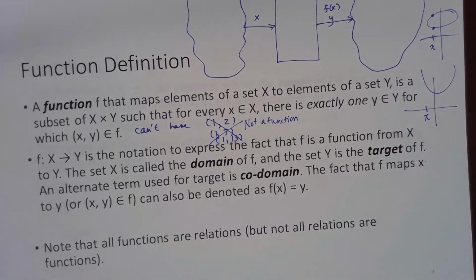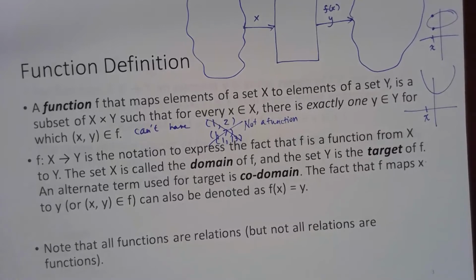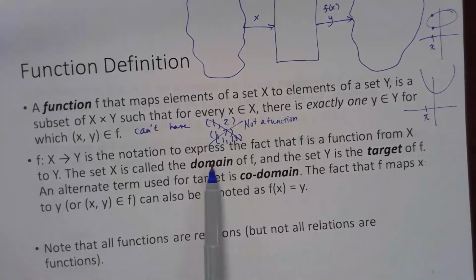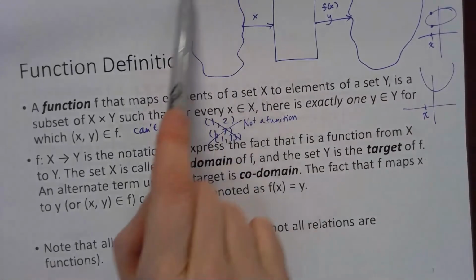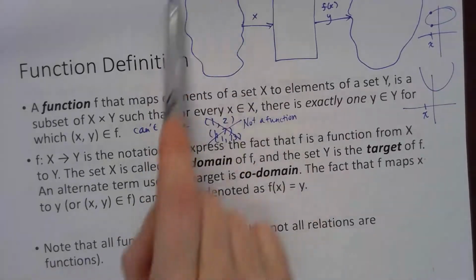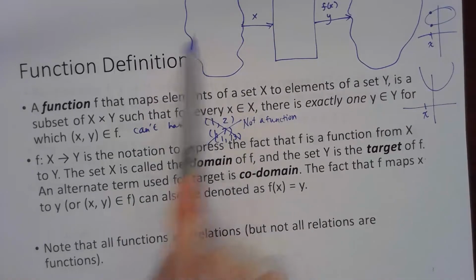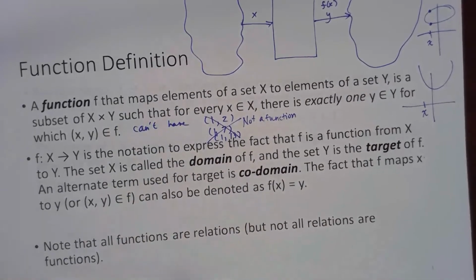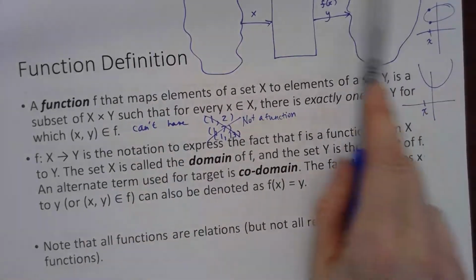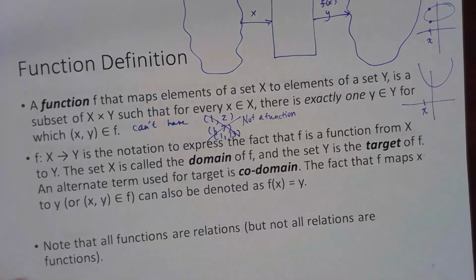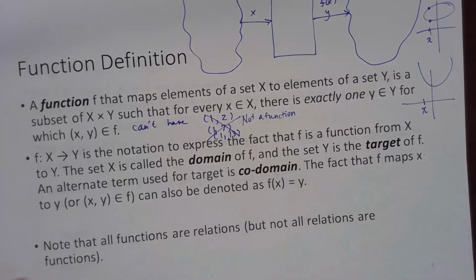So you probably are familiar with the word domain. The domain is the set of all the possible inputs, or that's where we get the inputs from, right? This we call the domain. And then the set Y over here is called the target. Or sometimes it's called the codomain. You might see both of those words depending on what textbook you read.